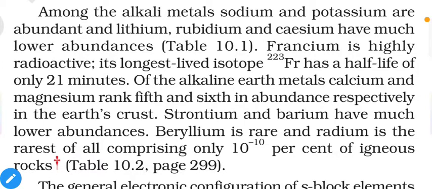Of the alkaline earth metals, calcium and magnesium rank 5th and 6th in abundance respectively in the earth crust. Strontium and barium have much lower abundance. Beryllium is rare and radium is the rarest of all, comprising only 10 raised to the power of minus 10 percent of igneous rock.